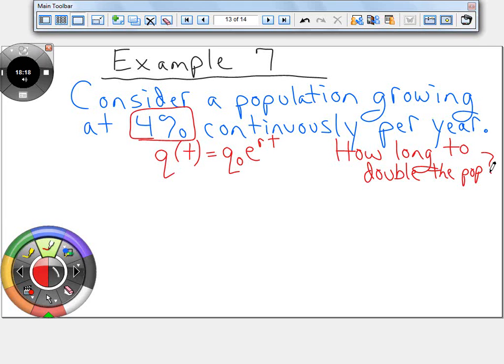Okay. So we have our starting amount, we don't even know it. And then we have e, and then we have the rate, so we can put that in there, 0.04t. We don't know how long. And then we want to double the population. So right now it's at Q sub 0. We want to double it, so it's just 2 times Q sub 0. That's doubling the population. And then they both have a Q sub 0, so we can divide by that. So we divide by Q sub 0, and that gives us 2 equals e^(0.04t).